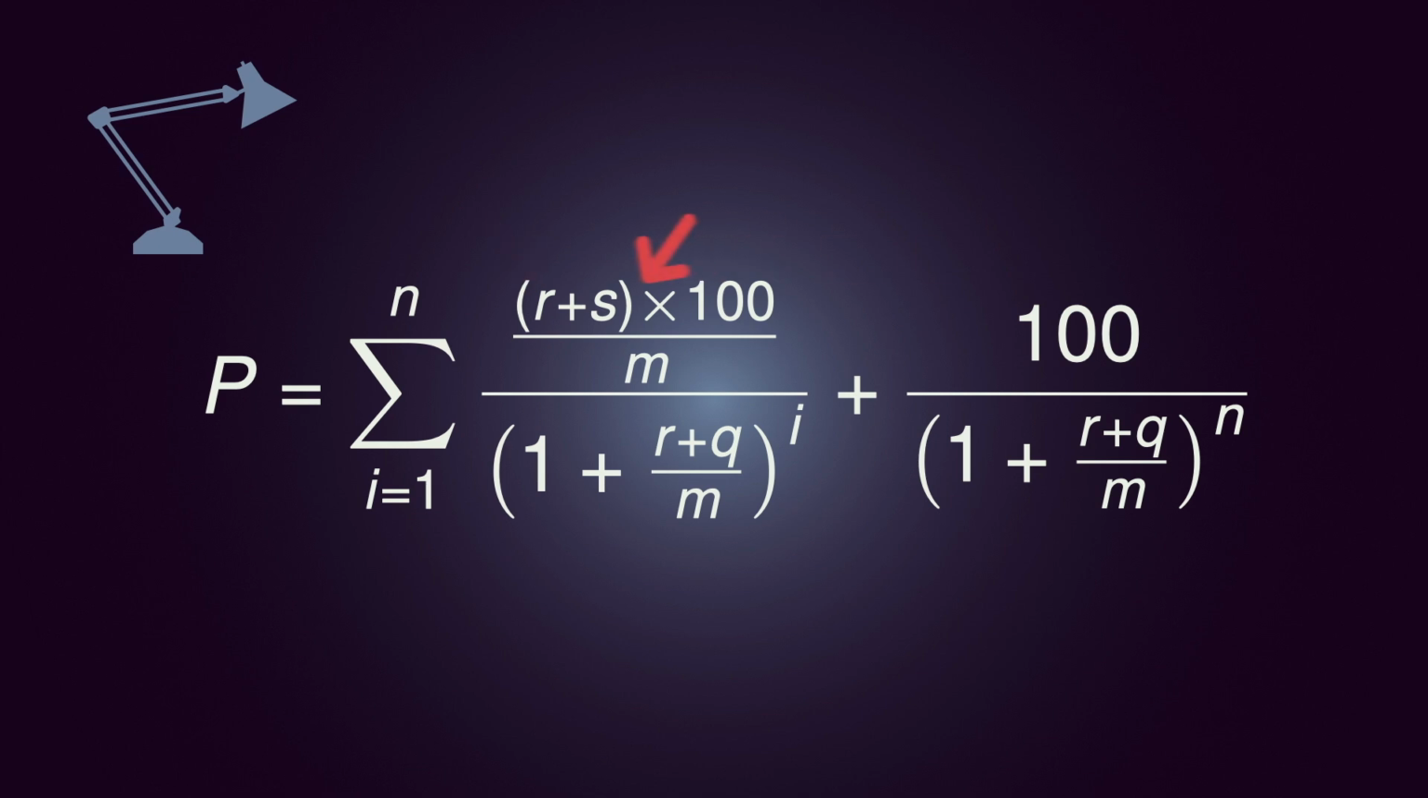So R, the market reference rate, plus S, the quoted margin, times the face value we assume to be 100 are the coupons. M, in the equation we're looking at now, is the periodicity, with 1 for annual, 2 for semi-annual, and 4 for quarterly. In the denominator, the discount rate is given by the sum of two components, R, the market reference rate, like Euribor again, and Q, the required margin or required spread.